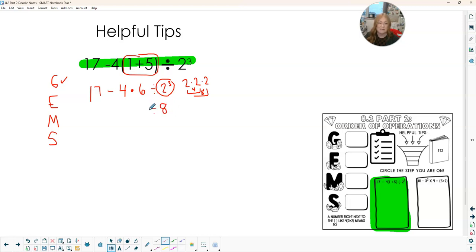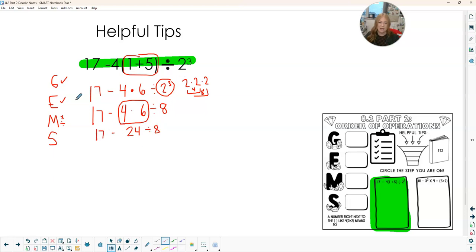So we're bringing everything else down. And we have no more exponents. E is done. Okay, so we're going to multiply and divide left to right. So I'm looking here. Here's subtract. Oh, here's a multiply. So I'm circling my multiply. 4 times 6 is 24. And then we bring everything else down.